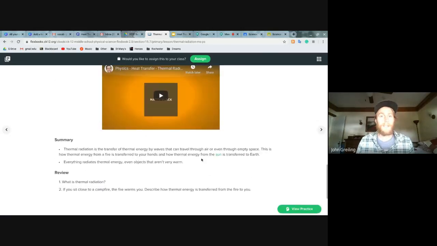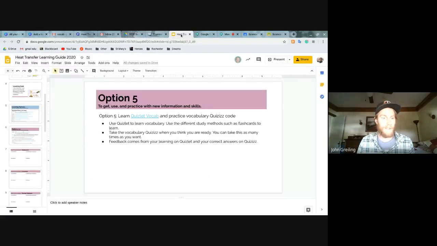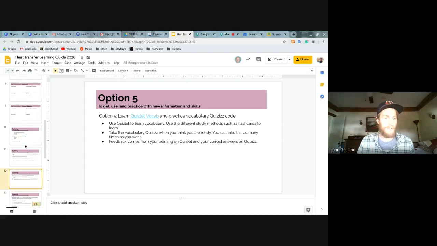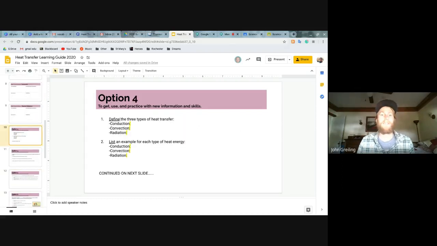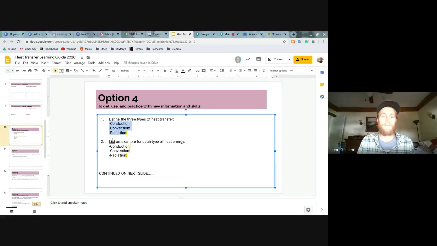Okay, so let's go to our slides and option 4, pretty quick. Define the 3 types of heat transfer. I've got my 3 types here. List an example for each type of heat energy. Whoo! This might take you like 3-4 minutes.